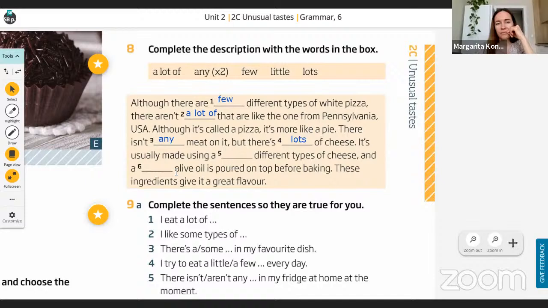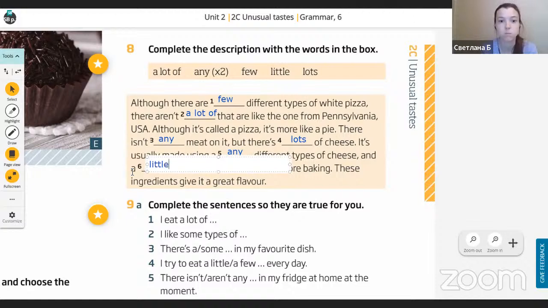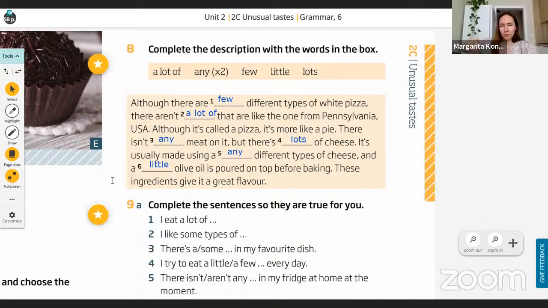It's usually made using any different types of cheese, and a little olive oil is poured, наливай, on top before cooking. The ingredients give it great flavor. Flavor, we had it last time. For example, ice cream flavors, chocolate, vanilla, and other flavors. Okay, some of these answers are good, some of them we need to speak about.